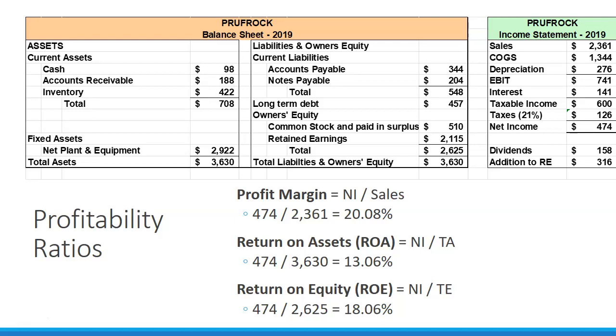Then our return on assets, which is net income divided by total assets. Return on assets is a measure of the profit per dollar of assets. So we get 13 cents per dollar in assets. And then the return on equity, which is net income divided by total equity. The return on equity shows us that we generate 18 cents in profit for every dollar that we have in equity.